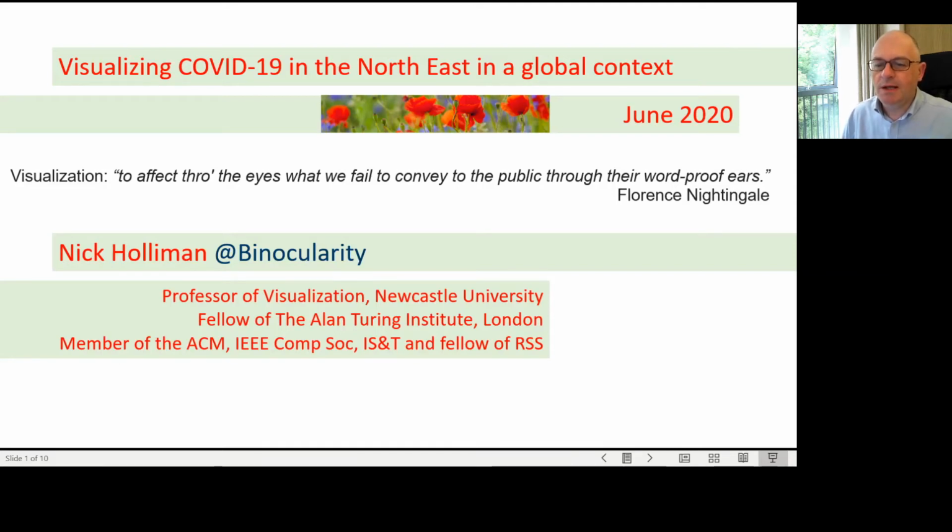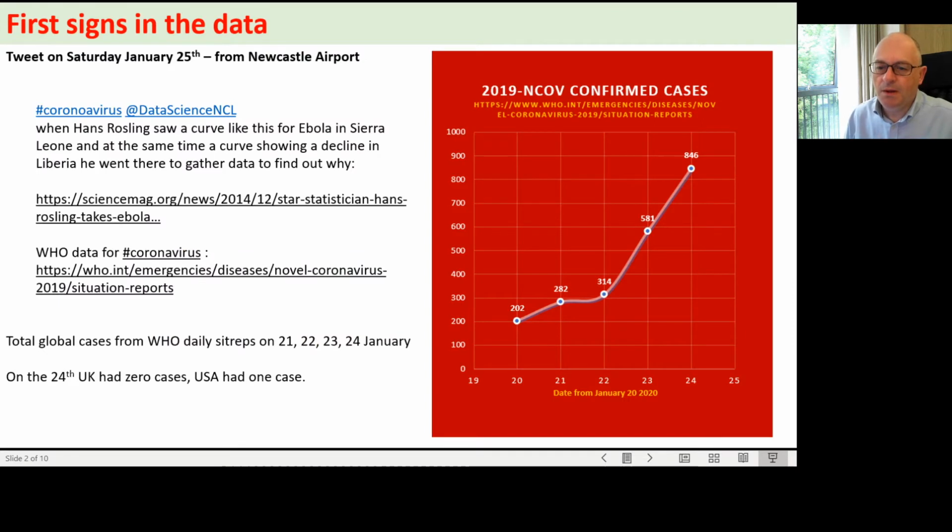I'm going to talk to you today about visualising COVID-19 in the northeast of England, set in a global context. This is data from June 2020. This work was something I started purely out of interest.